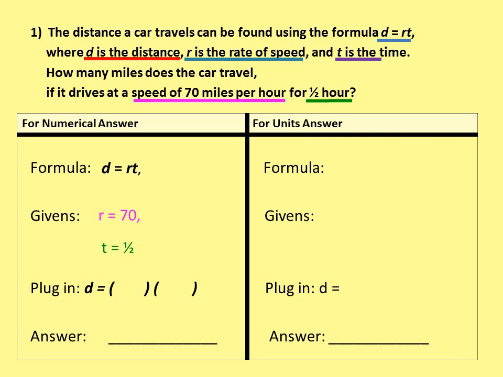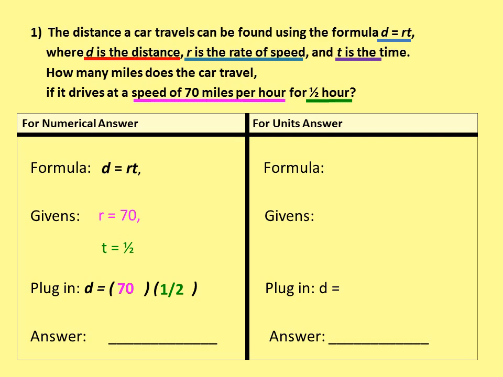Okay, now are you ready to plug things in? So we want to start out with d equals open parentheses. What are we going to put in the first set of parentheses? Well, that should be r, so that is 70. Second set of parentheses is going to hold your 1/2. Now, this is a simple linear equation, all right? But we got a fraction, so let's work on that.